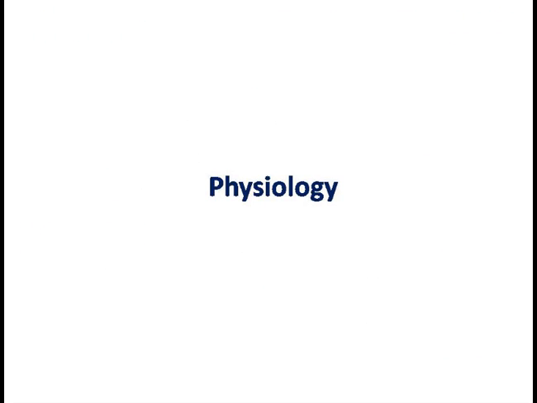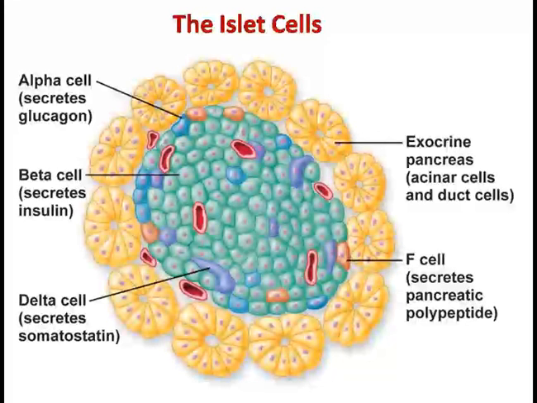The physiology has been described in detail, and I will recapture that for a minute. But first I'll show you a picture of the islet cells: the alpha cells, beta cells, the F cells and the delta cells, as we know, secreting glucagon, insulin, pancreatic polypeptide, and somatostatin respectively.